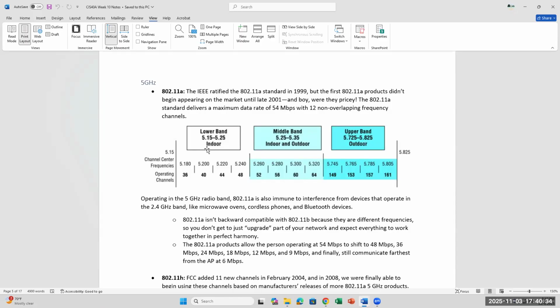And then complete outdoor for 5G. This is your upper band. Okay. And so it gives you the breakdown on how the frequency and the channel.